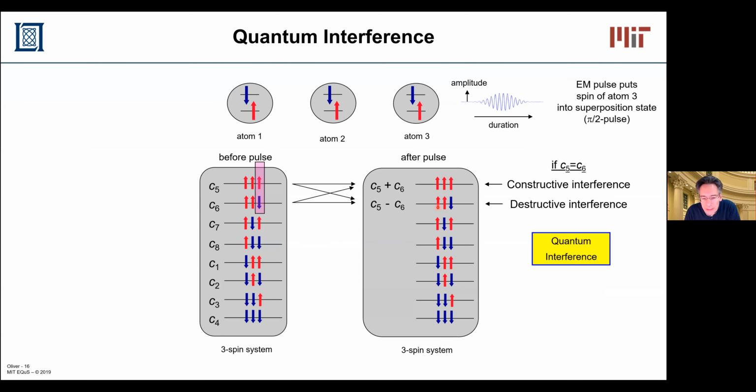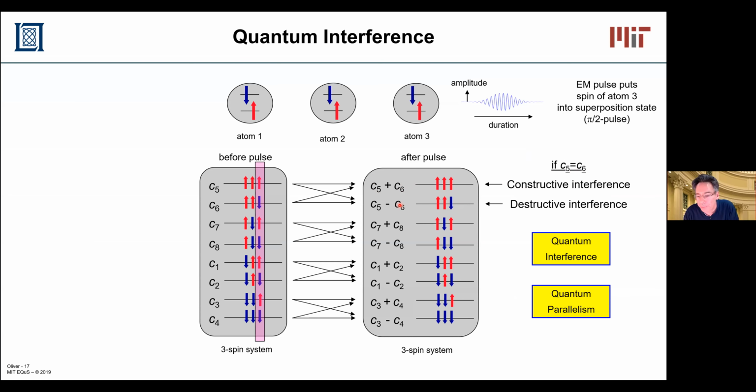And so what you can see is that if, for example, C5 equaled C6, it doesn't have to, but let's just imagine that it did, then the up, up, up state is going to double its amplitude, and the spin down portion here is going to completely destructively interfere to zero. Okay. And so this is an example of quantum interference as looked at from a computational state space perspective. Now, it's also an example of quantum parallelism because this is happening on the entire state space at the same time. So again, one pulse applied to one qubit affects all of the components in a superposition state simultaneously and can create quantum interference.